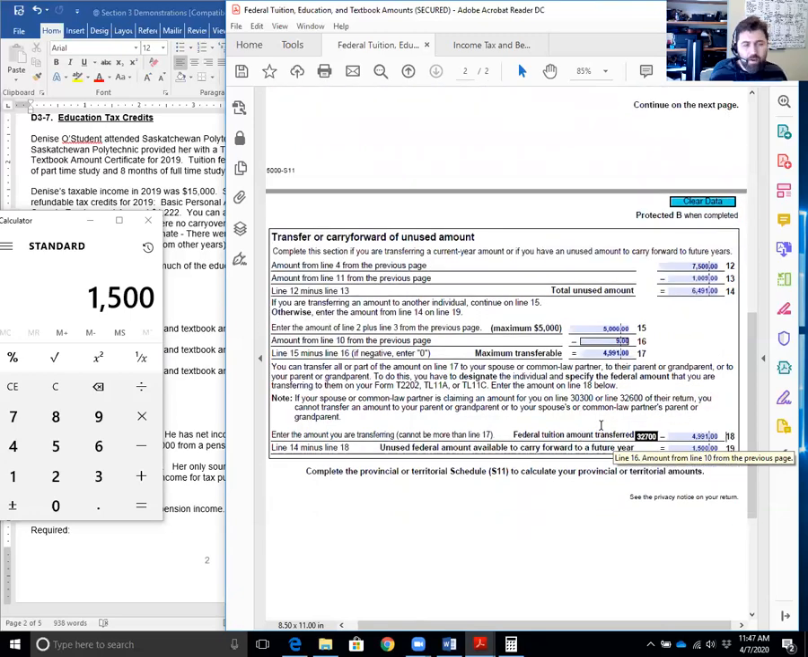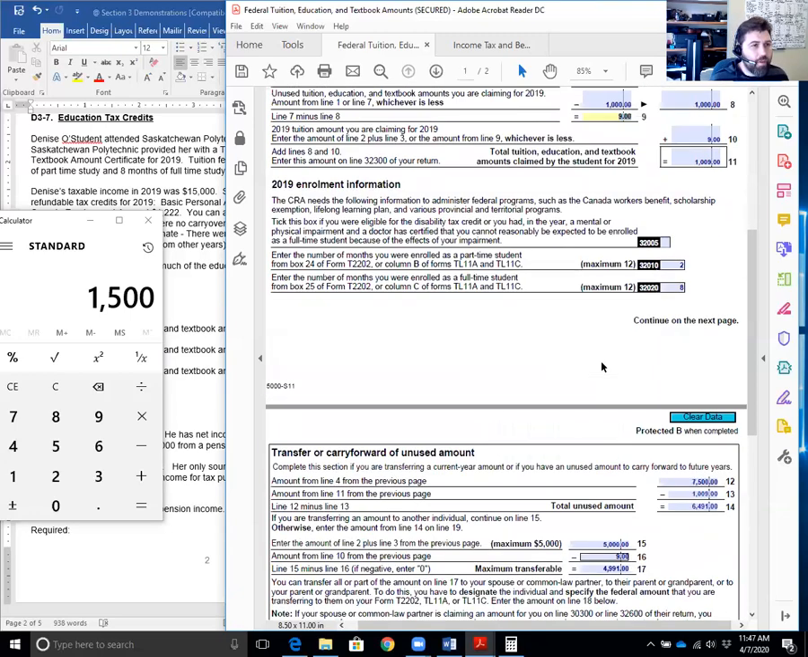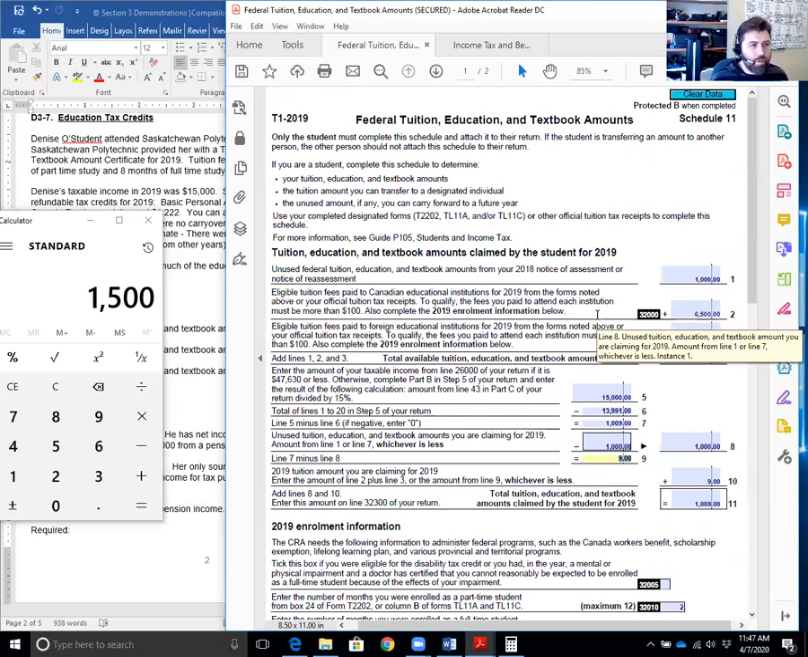Okay, so that is the federal tuition, education, and textbook amounts. And I'll be doing another video for you on transfer amounts, other transfer amounts.